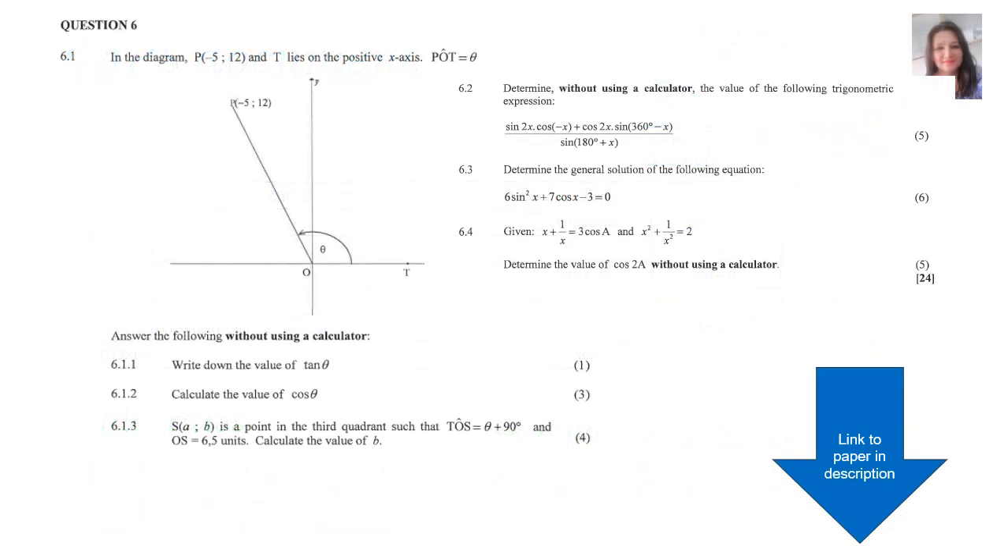Now, as you can see, the question counts 24, so you should not spend longer than 24 minutes on this question. At number 6.1, the three questions here, they are all about equations without a calculator. 6.2, this is your identity, and you will see some double angles, negative angles, another double angle. This is a reduction formula, grade 11 work. 6.3, that is your general solution, and then 6.4 is again a double angle and solving it without a calculator. Let's look at the actual question now.